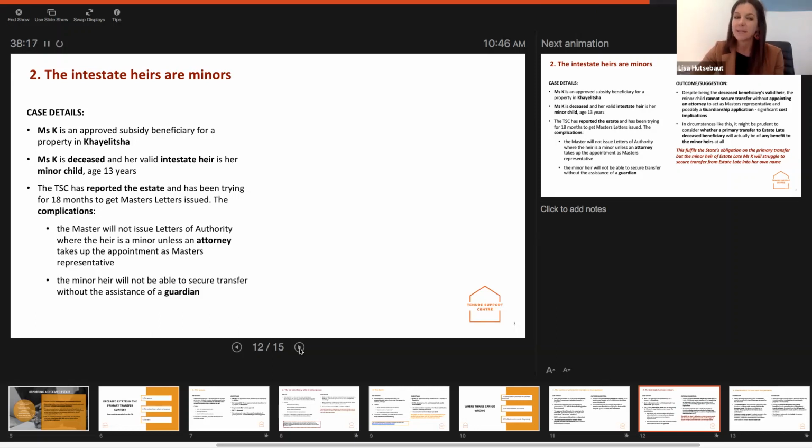The second complication is that even if you can get master's letters issued and you can transfer the property into estate late deceased, in order to ever get that property out of estate late and into the name of the heirs, whether that's one minor child or several minor children, if the other biological parent of those children is no longer alive or cannot be located, you will need to actually have a guardian appointed.